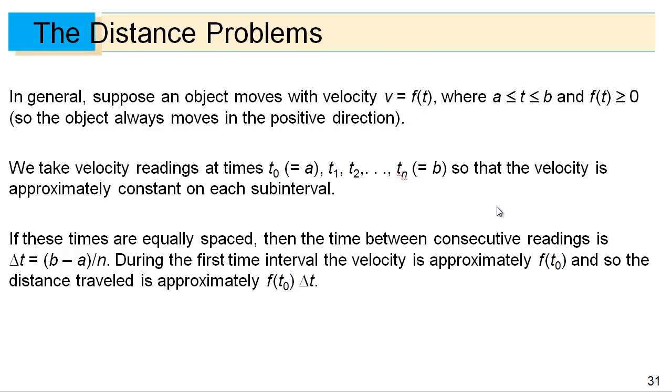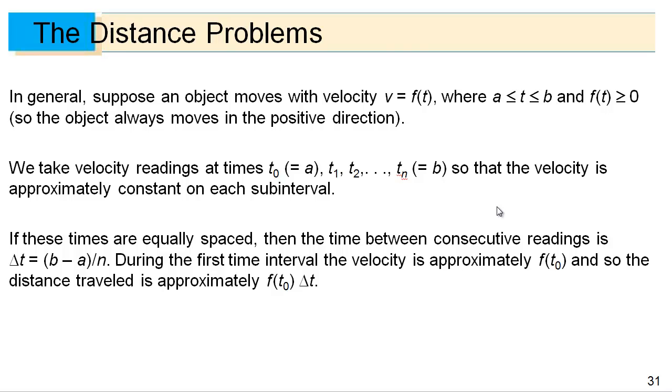Okay, so we can take these velocity readings at different times. We can start at t sub 0, what's called t naught sometimes, and that's going to be a. And then t1, t2, all the way up to t sub n, which is just going to be b. So we're going to take that same interval from a to b and break it up into n many pieces, n many intervals. So you can see the correlation between the area problem here. And the velocity is going to be approximately constant on each of those subintervals. Because as the interval gets shorter and shorter and shorter, even a velocity that changes doesn't have an opportunity to change a lot over that small interval. So it ends up kind of seeming like it's constant. It's not, but it seems like it is.